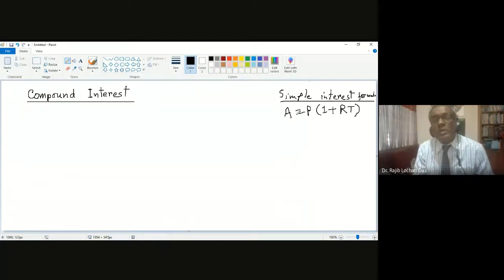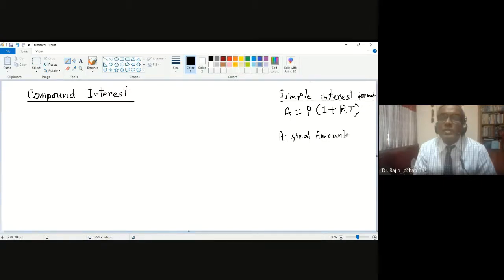So what is A? You have to understand everything here. A, then P, then R, then T. In this formula, what is A actually? The final amount, correct. Final amount means the last total amount, and that is called the final amount.